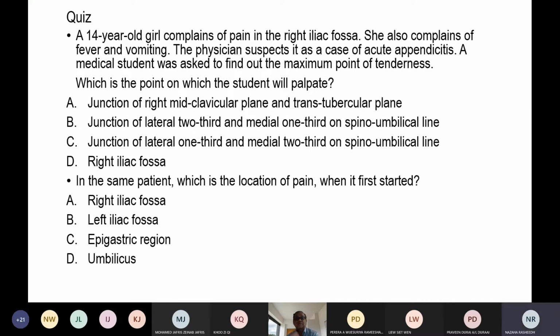A 14-year-old girl complains of pain in the right iliac fossa. She also complains of fever and vomiting. The physician suspects it as a case of acute appendicitis. A medical student was asked to find out the maximum point of tenderness, which is the point on which a student will palpate.